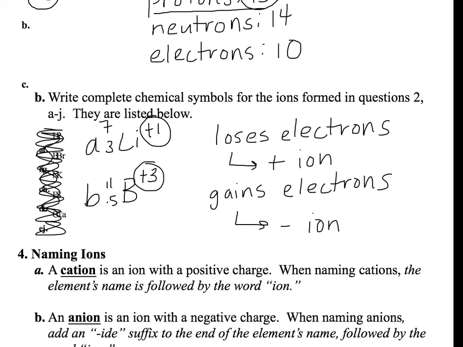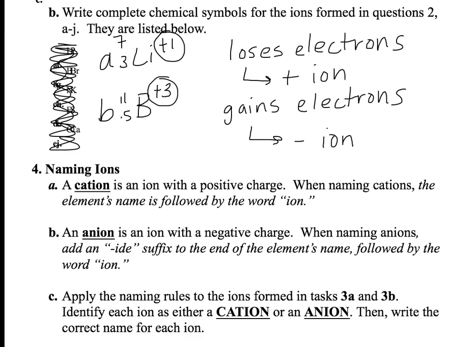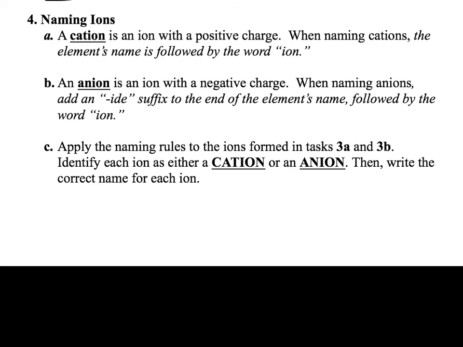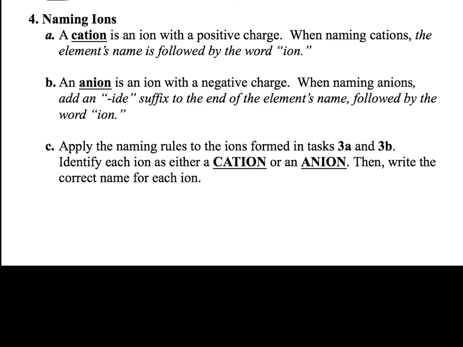Okay, for section 4 here, naming ions, pretty much explains for you how to do this, but I'm going to read through to make sure that you don't have any confusion here. It says a cation, for letter A, is an ion with a positive charge. When naming cations, the element's name is followed by the word ion. An anion, in letter B, is an ion with a negative charge. When naming anions, add an "ide" suffix to the end of the element's name, followed by the word ion.